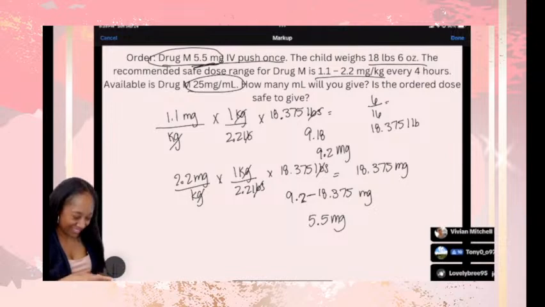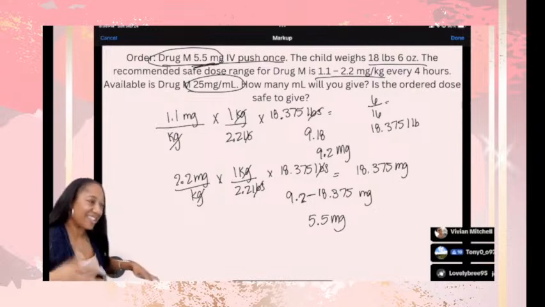Where'd you come from? That's my sister-in-law, y'all. She's not even a nurse. Like, where'd you come from? We're not gonna put you out though. You can stay. But yes, y'all got it right.